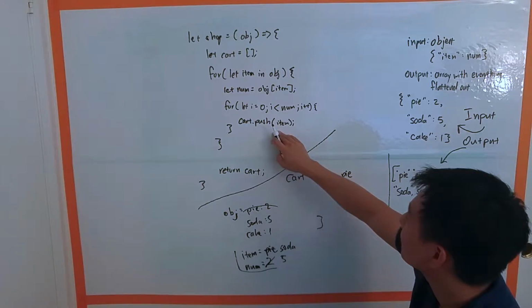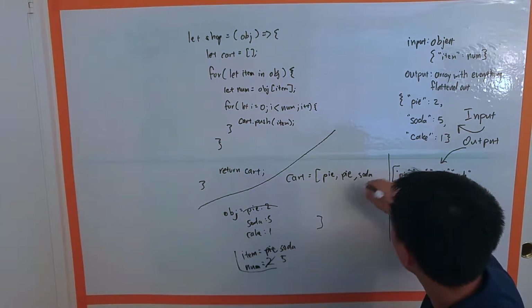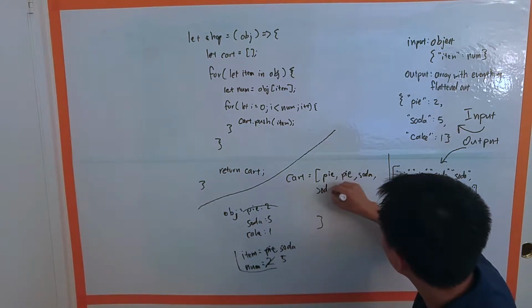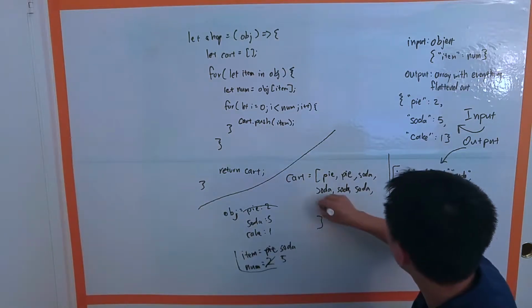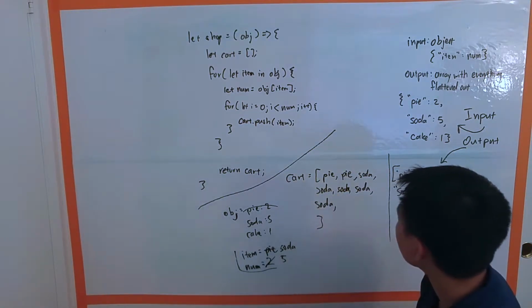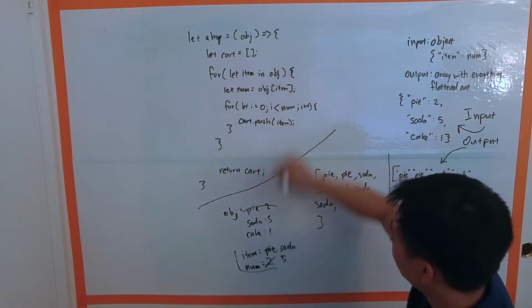5. So we're going to do it 5 times. Soda, soda, soda. One more. And now, at the end of that, we're going to go back to the for loop.